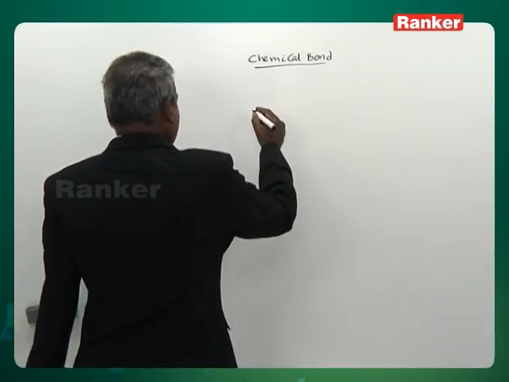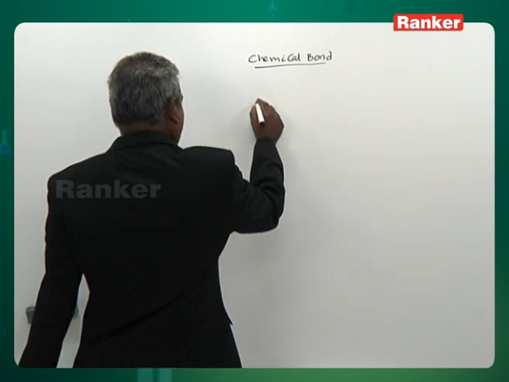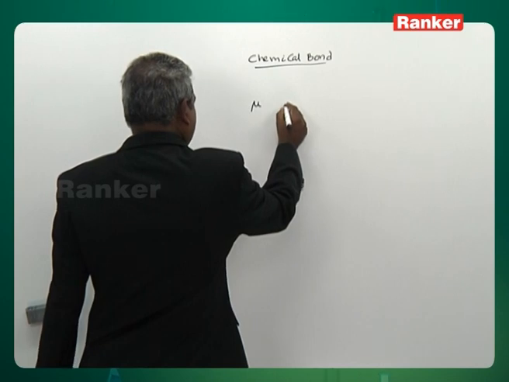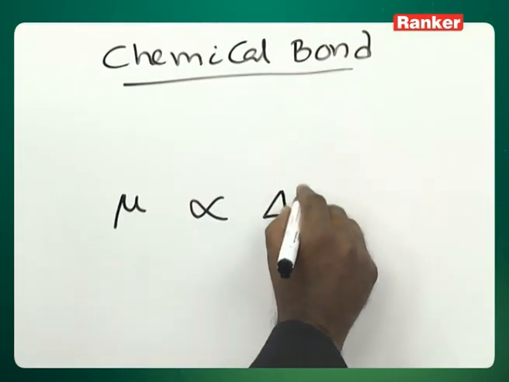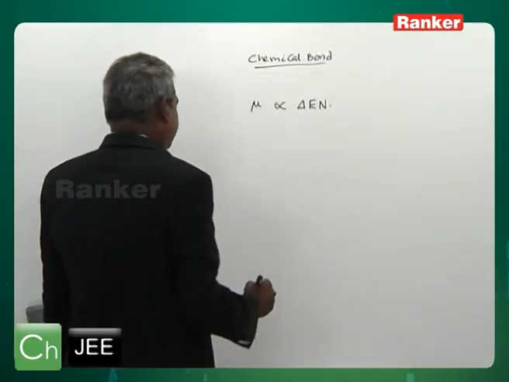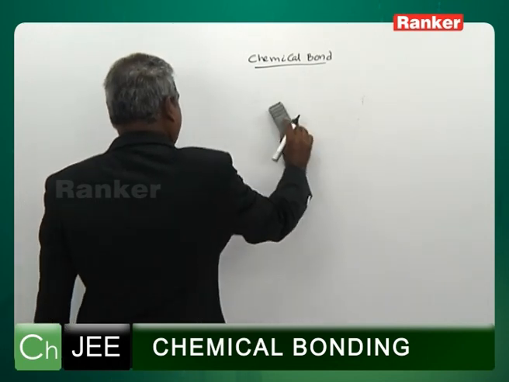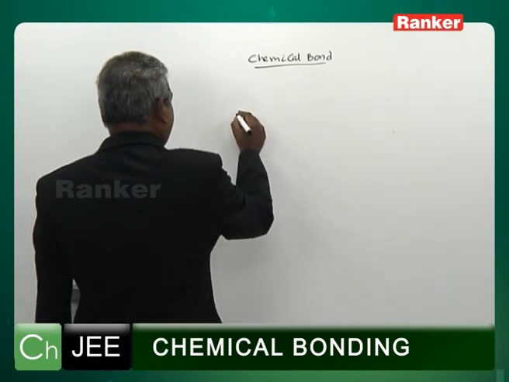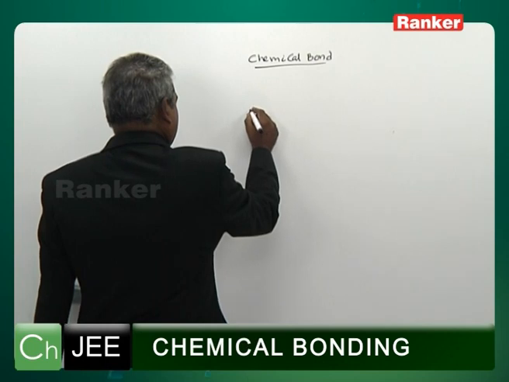So, the dipole moments of compounds: dipole moment is directly proportional to the difference in electronegativity. Similarly, in ionic substances, which we call very highly polar covalent compounds, how do we compare ionic nature? Look here.